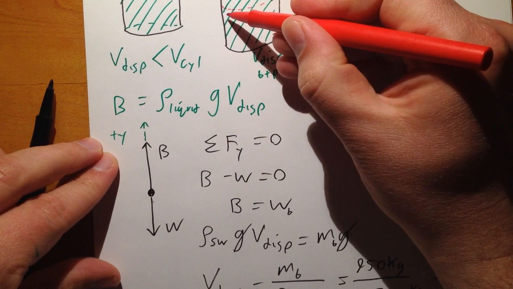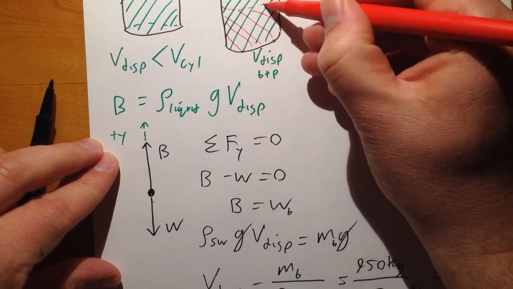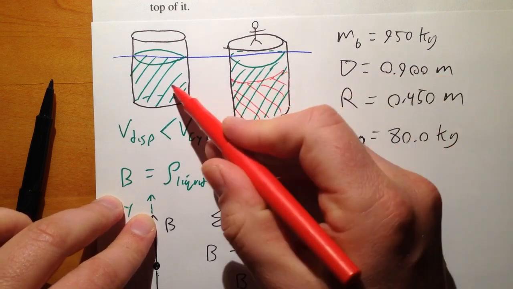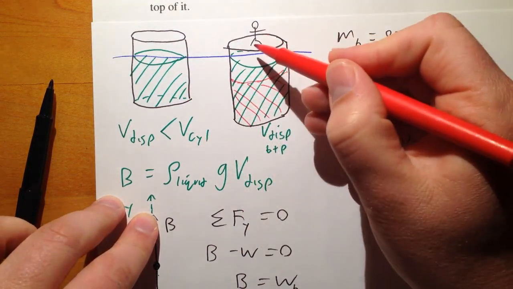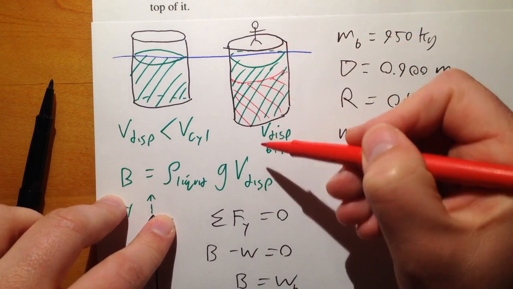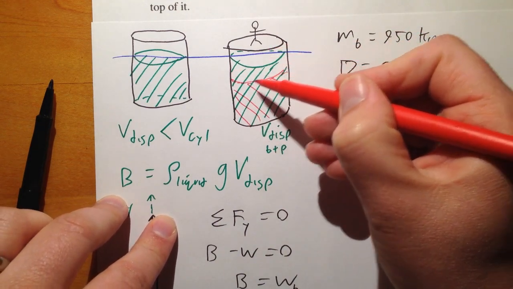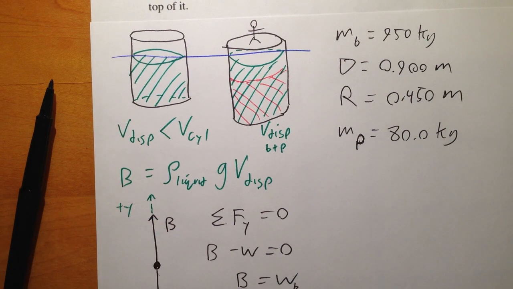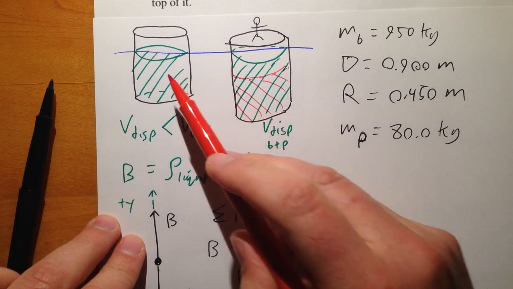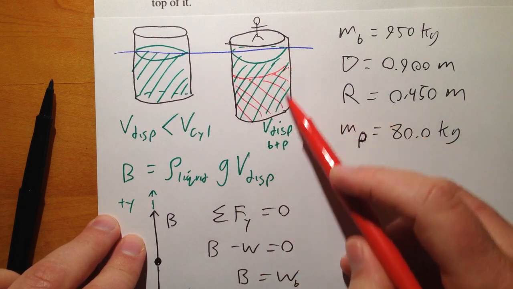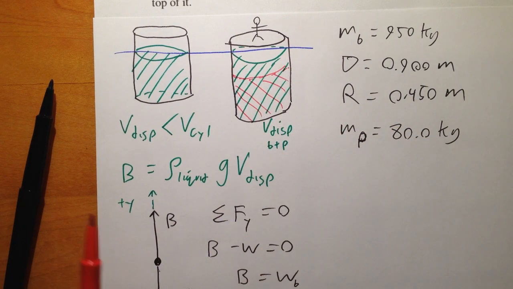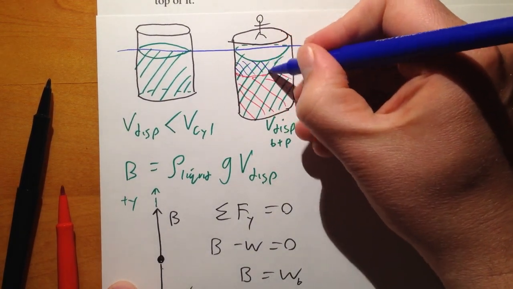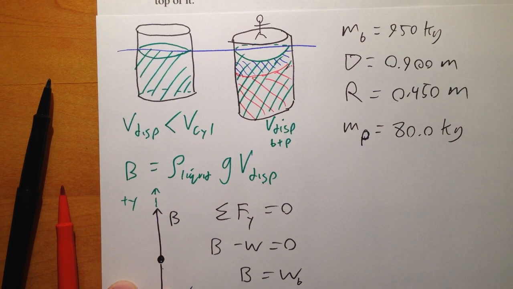So this is the volume which was originally displaced by just the buoy. Then once the person stood on that buoy, the buoy sank a little bit more, so now this additional volume is underwater, right? We know this volume, which we just found, and we know the total volume of water displaced, so we can subtract to figure out this volume, which is the volume displaced just by that person standing on the buoy.